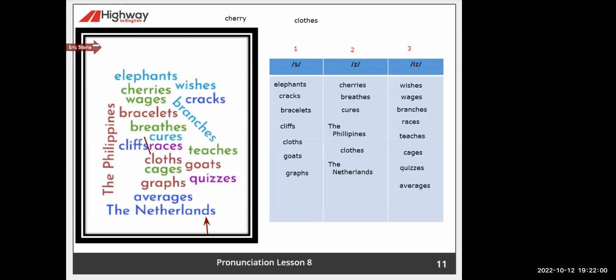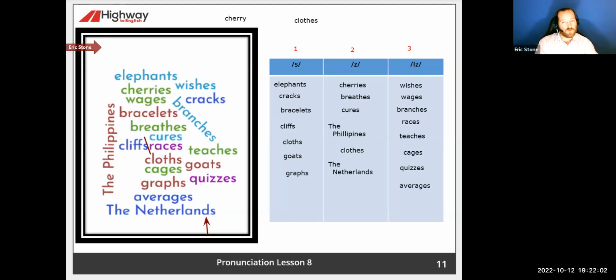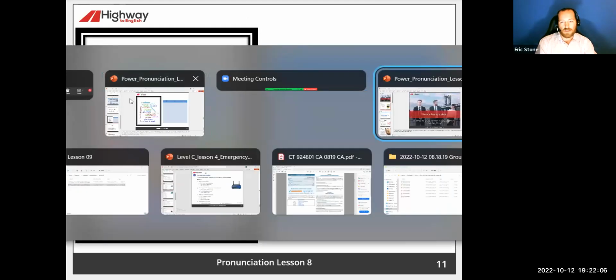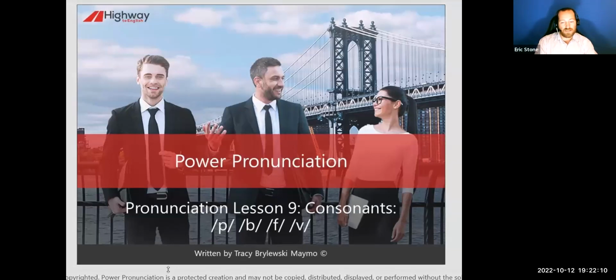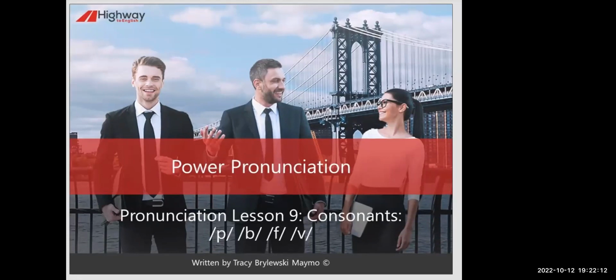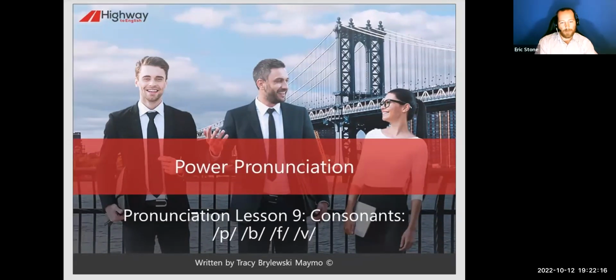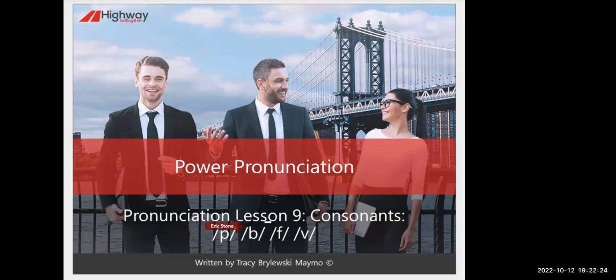Good. All right. So that's it for lesson 8. We're finished with lesson 8, so let's move on to 9. We'll continue practicing with consonant sounds. Today we're going to try these four sounds. You can see them down here. So it's not P, B, F, and V, right? Those would be letters.